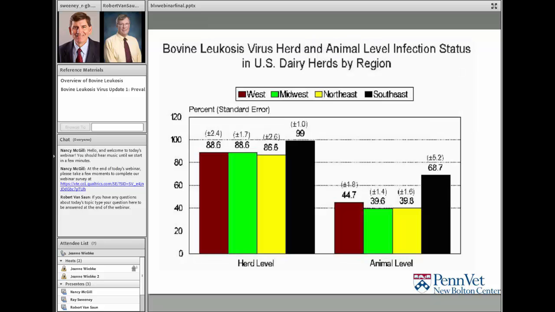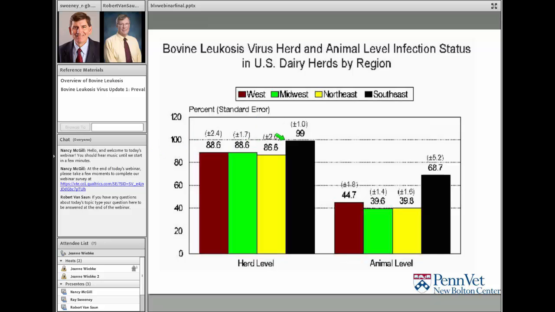Well, how widespread is this infection in the United States? We know that in Europe the incidence is fairly low, but unfortunately in the United States it is not, and some of that is due to many of the factors I mentioned as far as how easily it's spread. These are the results of a survey that was performed about 7 or 8 years ago by the USDA National Animal Health Monitoring Service. It breaks down the percentage of herds that have at least one infected animal for various geographical regions in the United States.